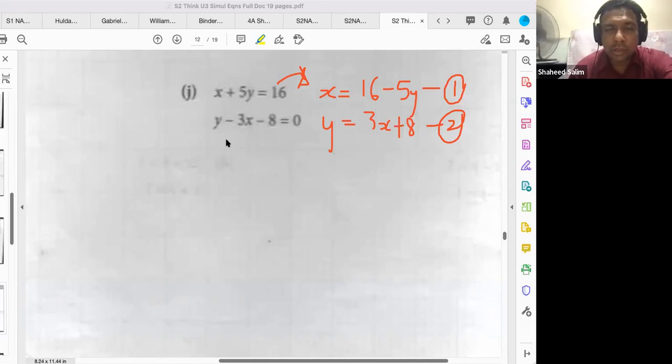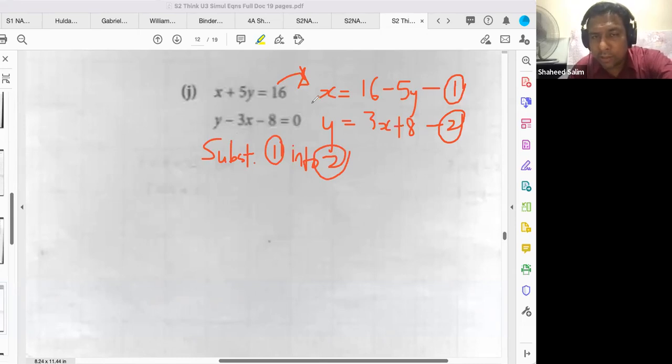We can substitute. Shafika, well done. Substitute 1 into 2. What does it mean? It means that we're going to take this value of x and put it inside here. Can you see? This x, we're going to take this value and substitute inside. Substitute means to replace. So we are going to do it now.